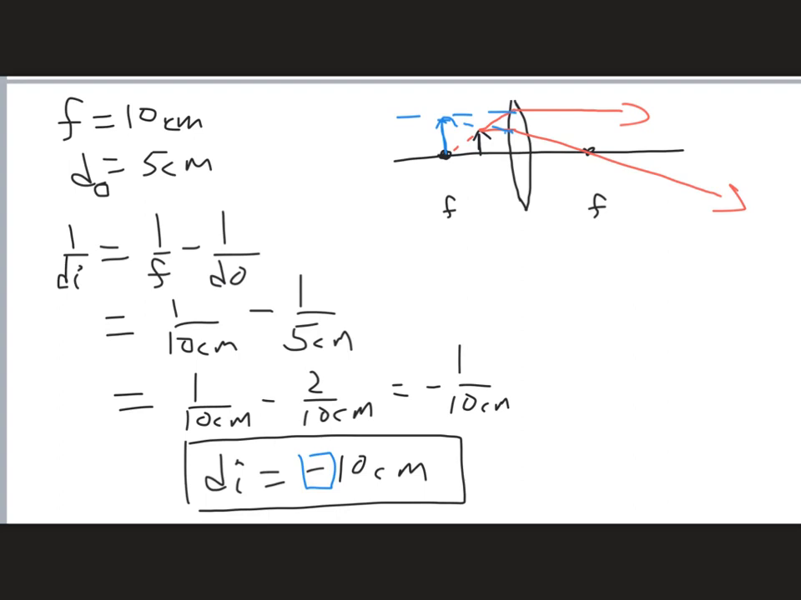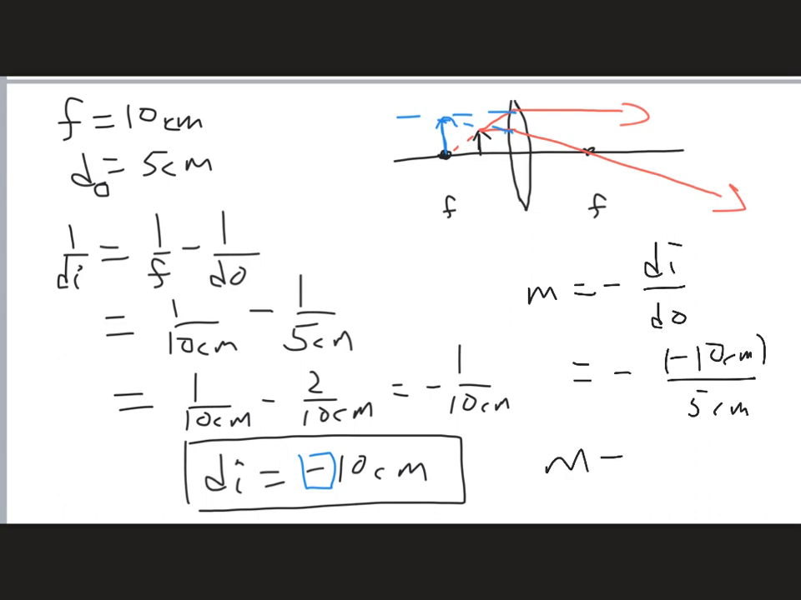We can also look at the magnification. We can say that m is equal to minus the image distance divided by the object distance. That's going to be minus 10 divided by 5 centimeters. And that gives us the minuses cancel, and we get that the magnification is 2. And the units cancel.